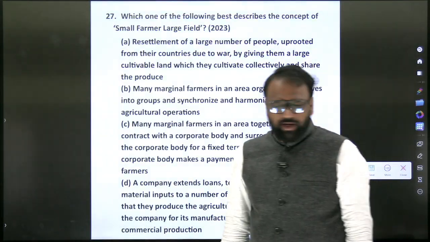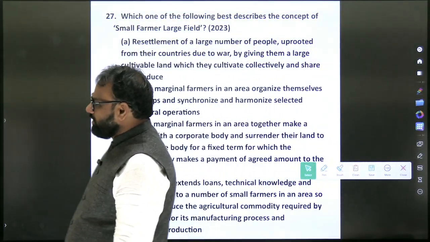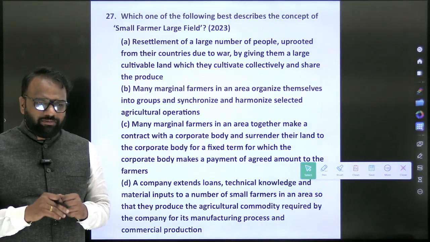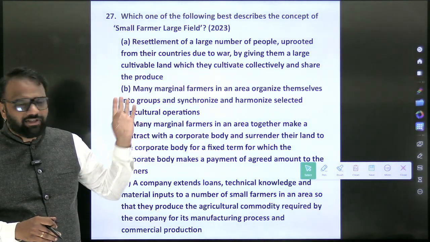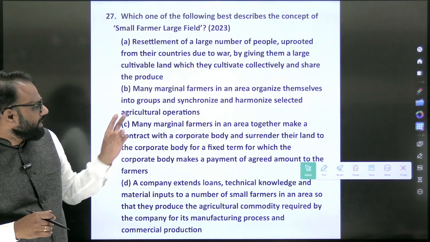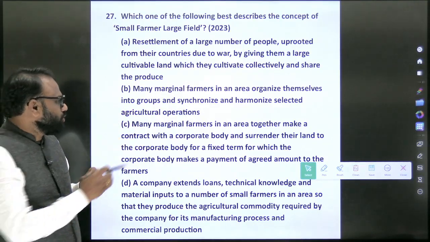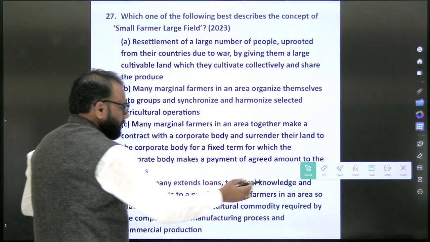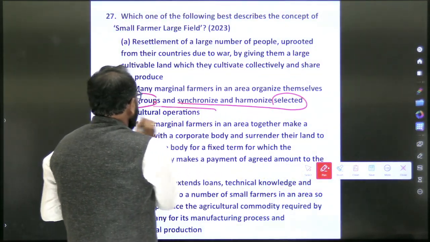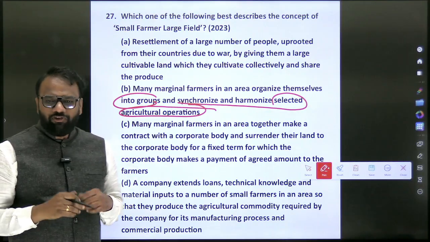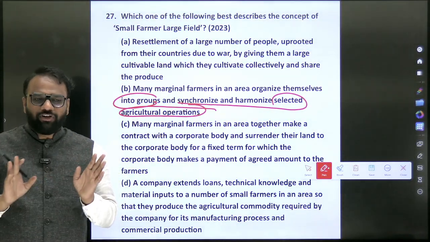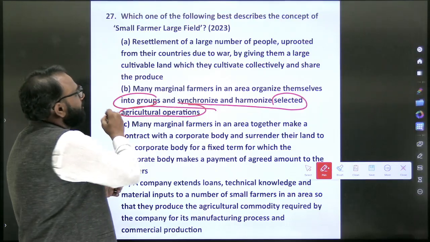Okay, so again this is where we can classify. It's not exactly economics; it can be mapped to different subjects. Directly here we are interested in the answer. What is the answer for this question? Small farmer, large field. So many marginal farmers in an area organize themselves into groups and synchronize and harmonize selected agricultural operations. For example, if you require a tractor, multiple farmers together will purchase a tractor and use it for their purposes. So that is the definition of what?